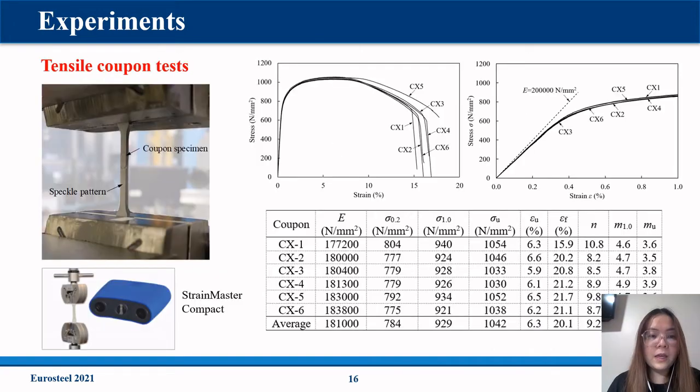For the tensile coupon test, we use the digital image correlation to record the actual strain of the coupons. The stress-strain material response and the key results of the coupon tests are presented. We can see that the PBF stainless steel CX material has a higher 0.2% proof stress and low ductility.